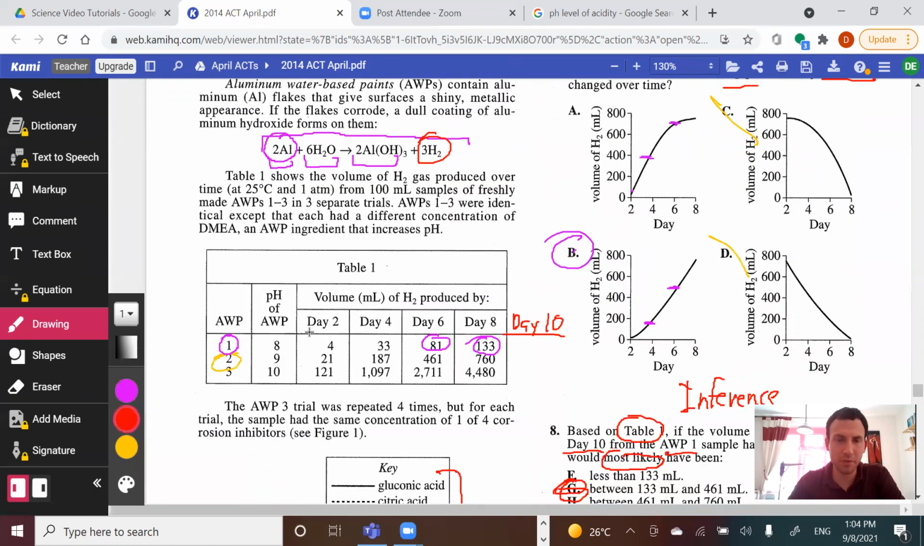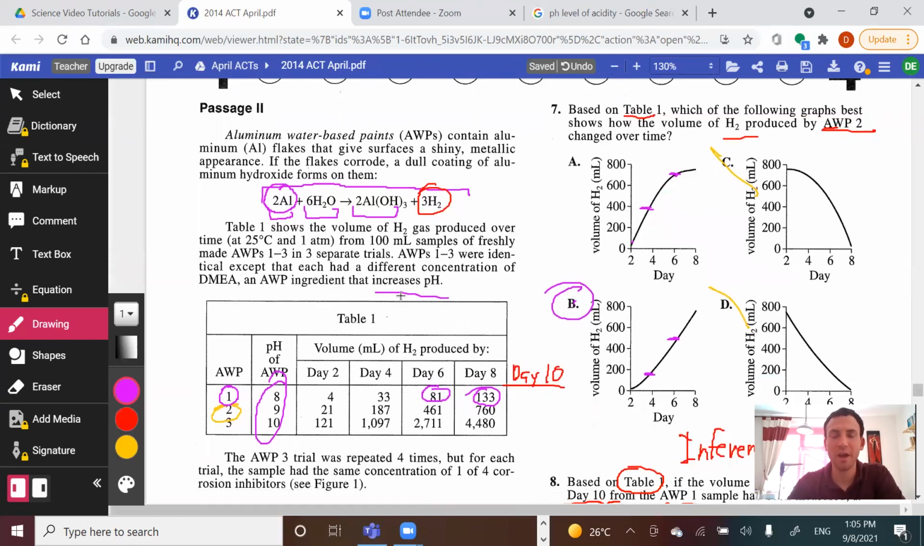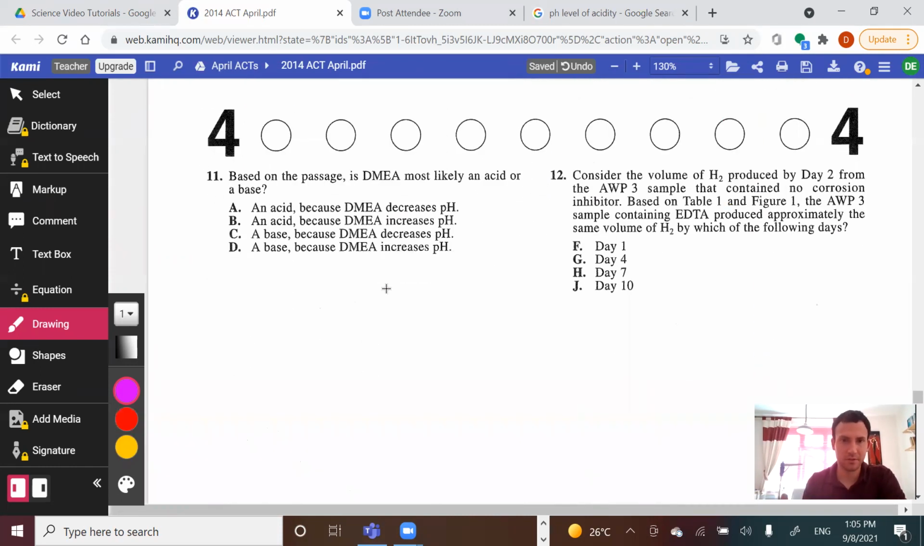Well, what we see is that the more DMEA we put in, our pH increases. And all of these pHs, by the way, are basic. But if we input more DMEA and that increases our pH, that means DMEA is a base because it increases our pH. As your pH goes up, you become more basic.